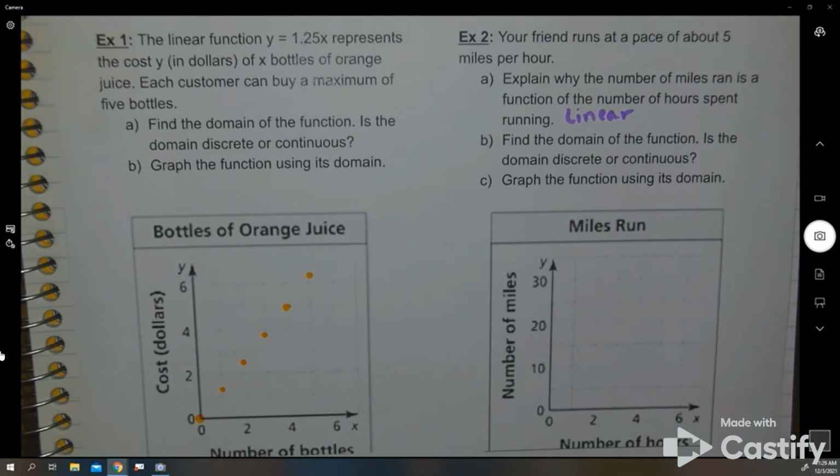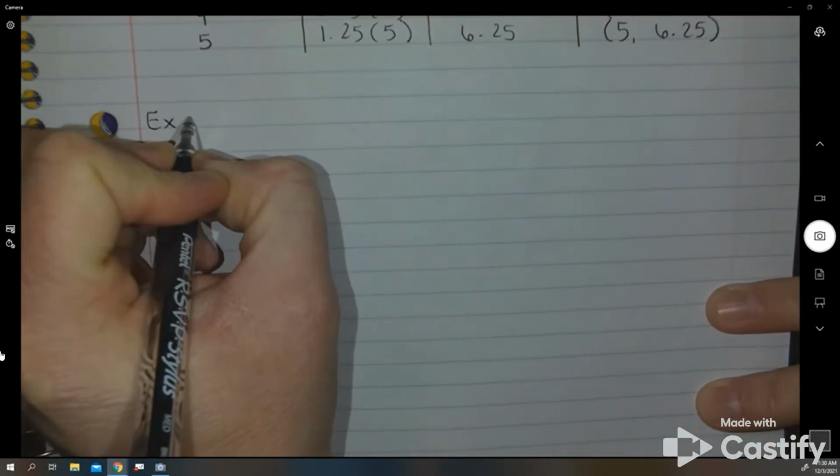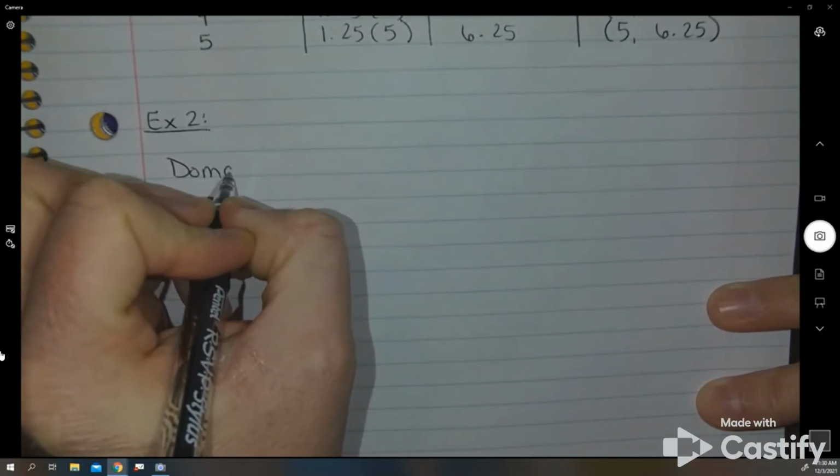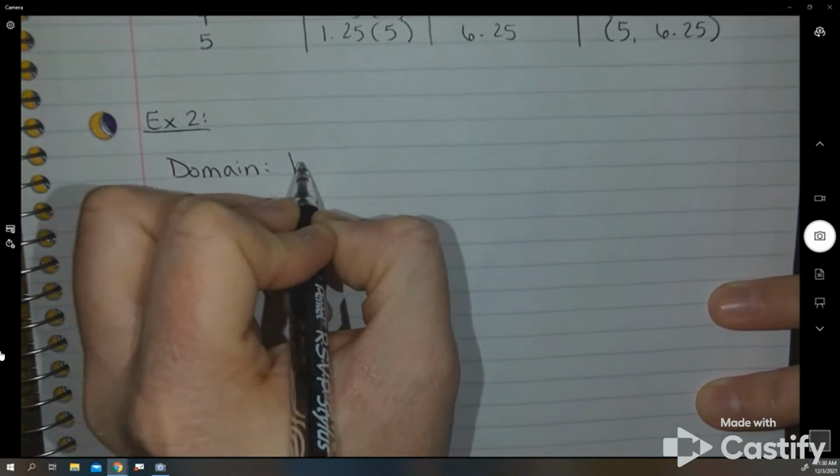All right, so can he run for part of an hour? He absolutely could run for part of an hour. So because of that, we would say that this is continuous data. And we know that he can't run negative hours, right? Because time doesn't go negative. So for our domain, we would say that any h can be greater than or equal to 0.